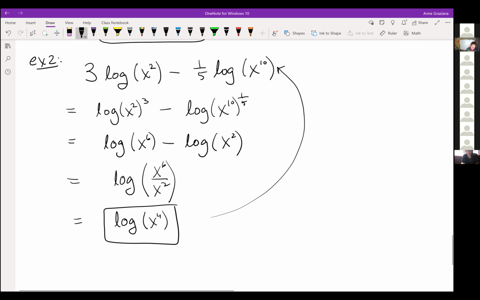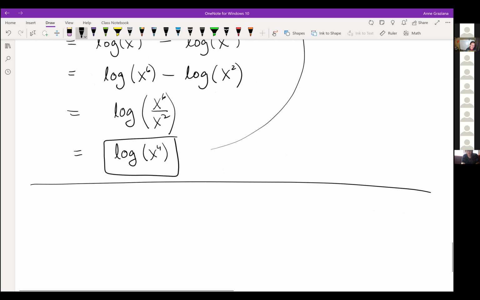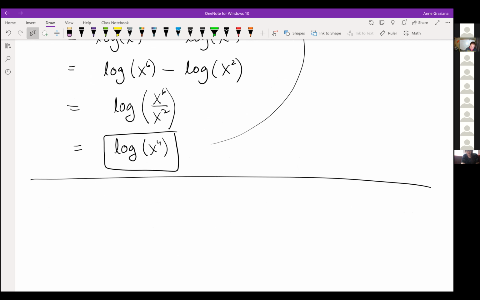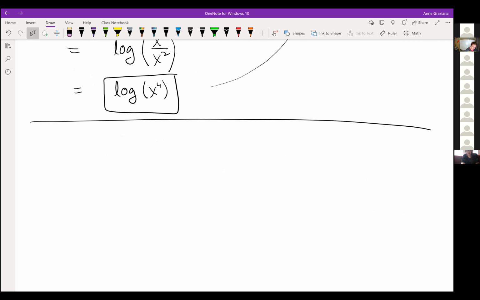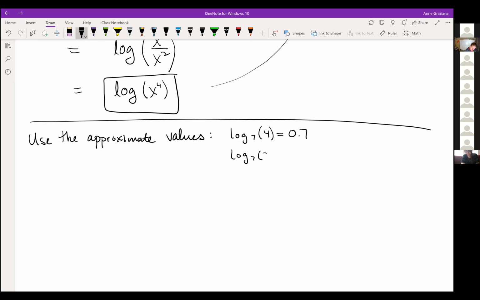All right. Now we're going to do these properties, but with numbers, and you're going to have to be clever at times. So I'm going to give you some information. Use the approximate values. We have log base 7 of 4 is equal to 0.7. And I also am going to give you that log base 7 of 20 is 1.5, to find the following ones.